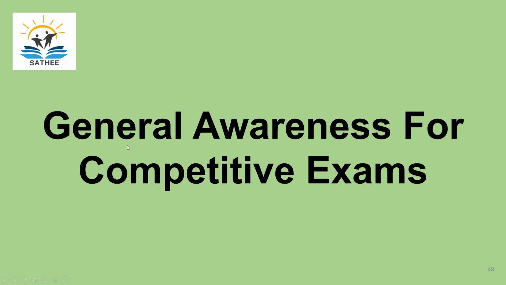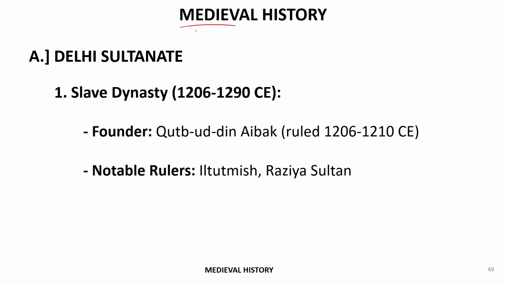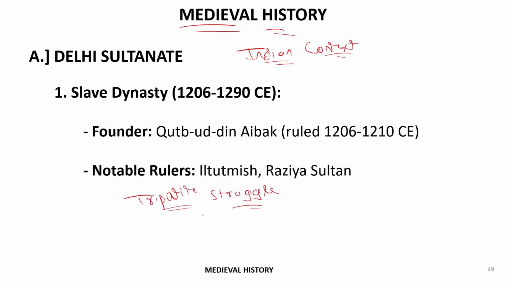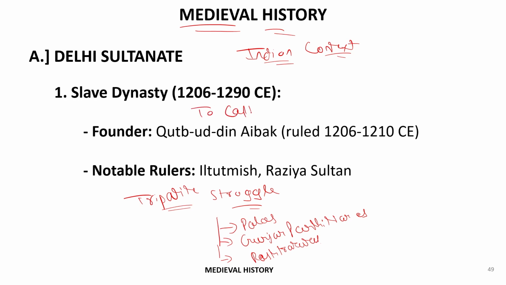Okay, so let's start. Basically, in the Indian context, the medieval history started from the tripartite struggle. The tripartite struggle was between three states named Palas, Gujjar Pratiharas, then Rajputas. There was a struggle amongst these three states to capture Kannauj, which today lies in Uttar Pradesh. So there was a struggle from which the medieval history started. This struggle was between the Palas, Gujjar Pratiharas and Rajput dynasty to capture Kannauj. So that was the beginning of this medieval history part.